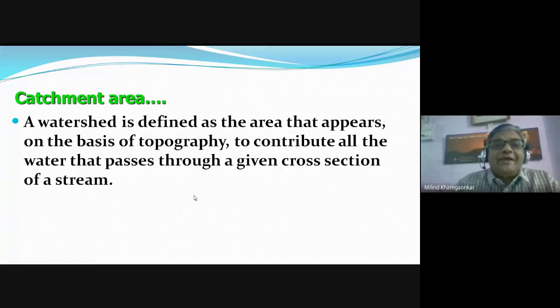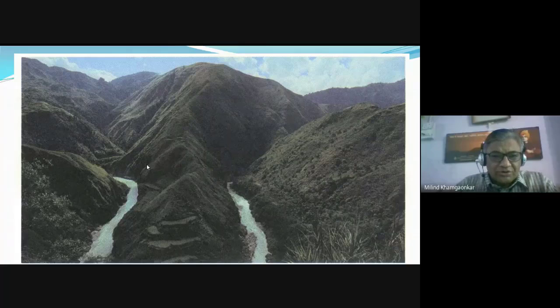The catchment area is separated by the ridges. The catchment area or watershed, also called the drainage basin, is defined as the area that, on the basis of the topography, contributes all the water that passes through a given cross section to the stream. I always show this picture to distinguish the catchment area.